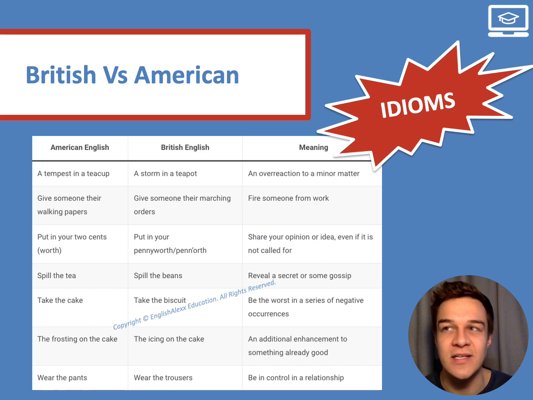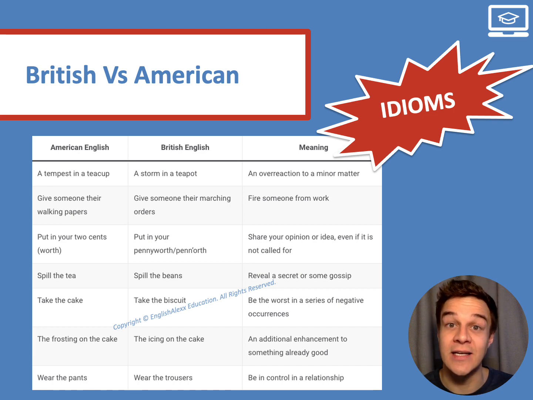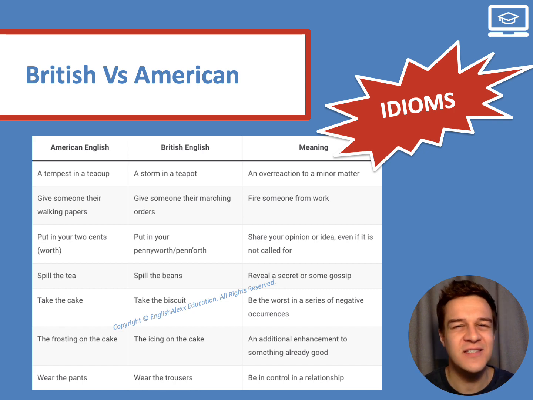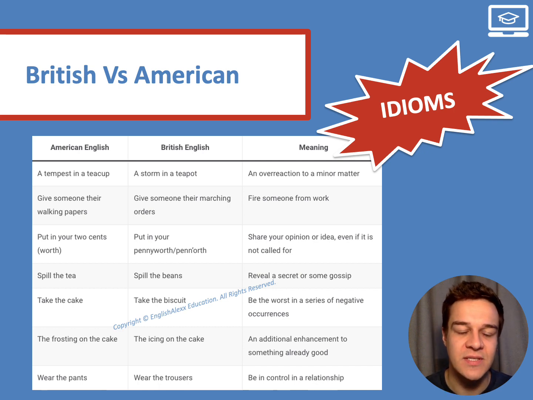Another British one is don't make a mountain out of a molehill. And an example would be something like this. Bob, don't make a mountain out of a molehill. He's only scraped the side of your car. It's fine.